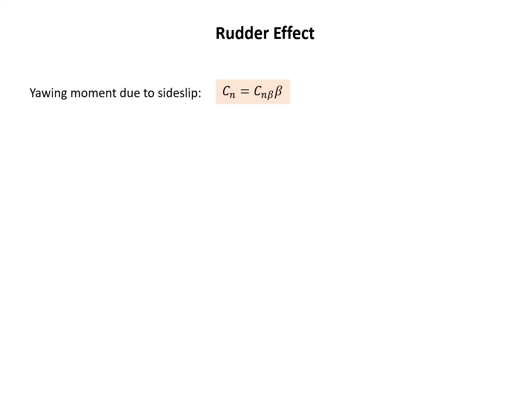From the very first slide, we also know the aircraft is under a side slip. So the yawing moment due to side slip can be written as Cn equals Cn beta times beta, where Cn beta is the yawing moment due to side slip angle. Similarly, we can write Cn beta equals AF times fin volume. This is a comparison with the conclusion from the previous slide, Cn delta R, the yawing moment change due to rudder deflection.